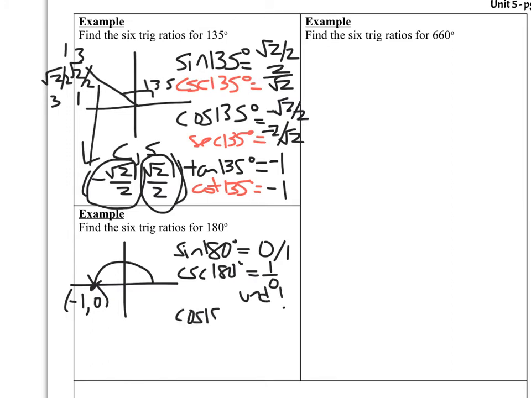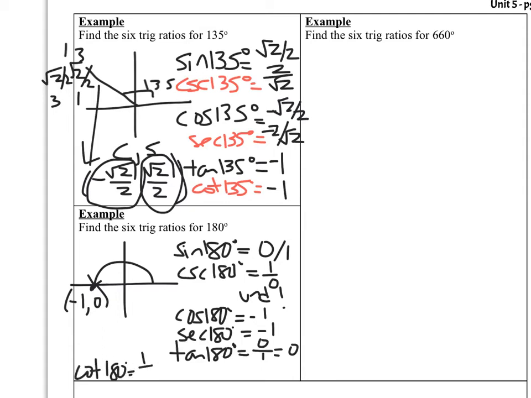Cosine 180 is negative 1. The reciprocal of negative 1 is just what? Negative 1. Tangent is sine, which is 0, over cosine, which is 1, so that's 0. And then what happens with cotangent? Cotangent, if I flip that, 1 over 0 is undefined. So sometimes I get undefined.